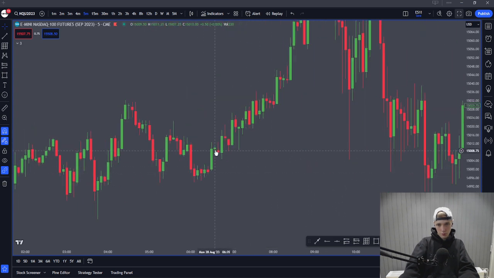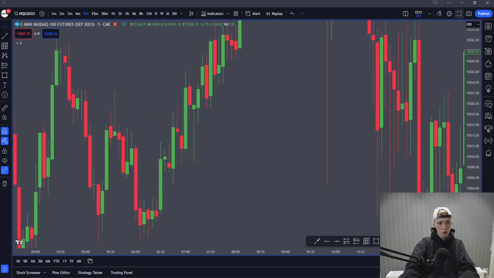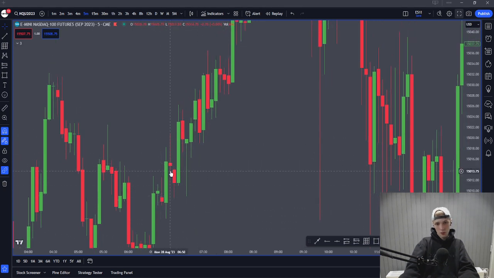Alright, this one. So remember, bullish order blocks are bearish candles. Am I still recording? I am. Bullish order blocks are bearish candles. So we have this order block, we have this order block, this order block right here.